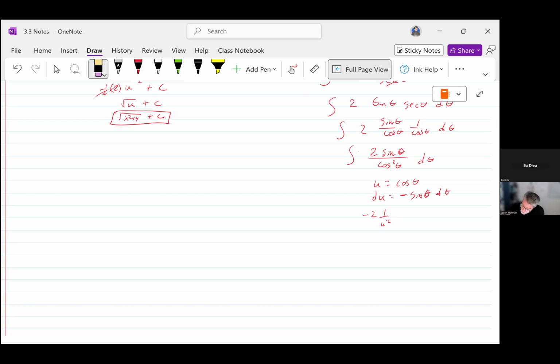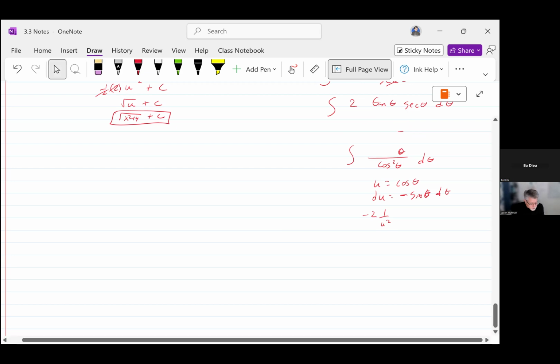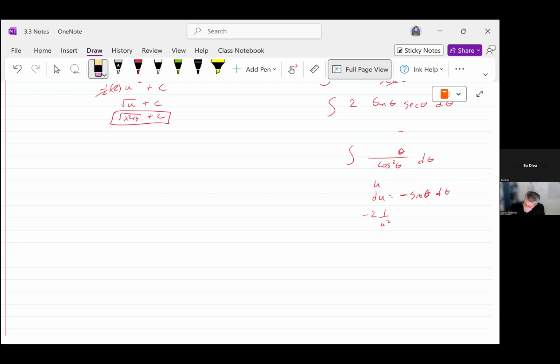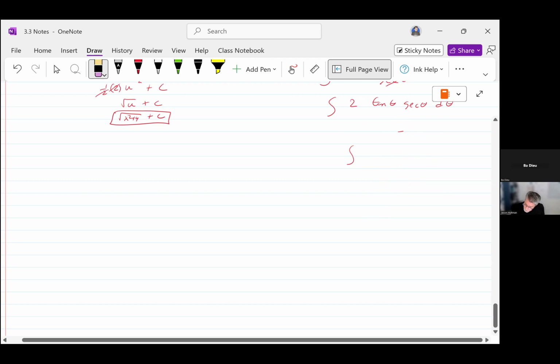Okay. So yeah, we can go directly to that because that's on our list. I guess I'm kind of doing it the hard way, because I didn't see that. You could do it the way I was doing it, but we can take the 2 out. The integral of tangent theta secant theta d theta is just secant theta plus c. So that's 2 secant theta plus c.